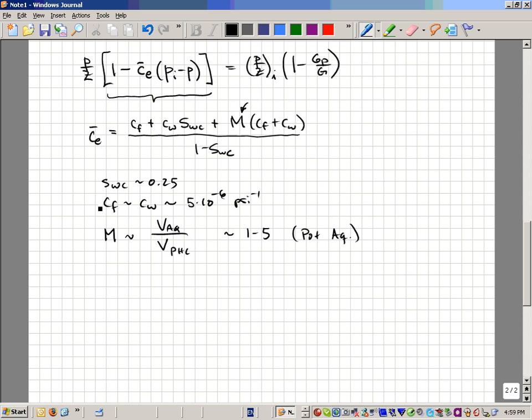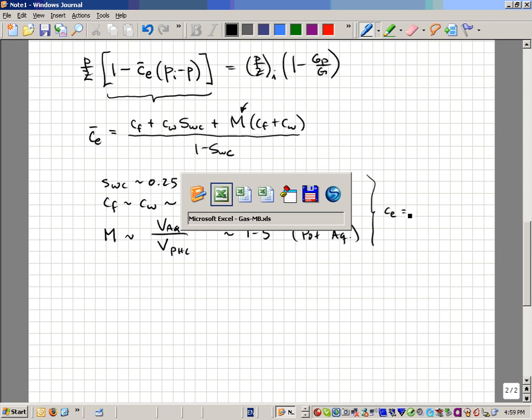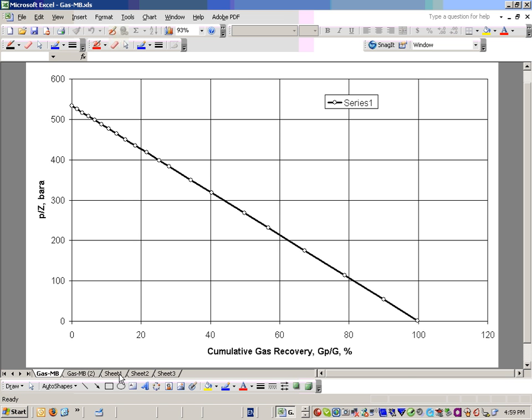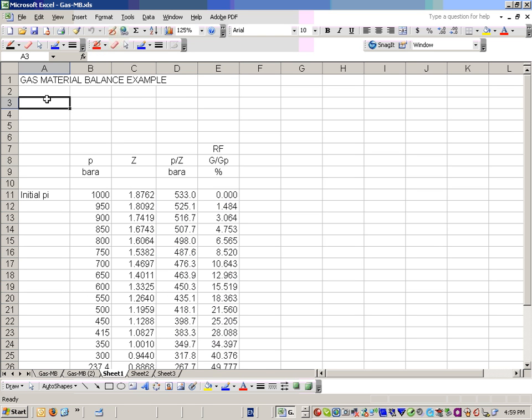And if we put these numbers together and come up with some kind of effective compressibility, let's just do that in our spreadsheet. We'll add basically the SWC term, the CW, we'll say that's equal to the CF, and we've got the M and then the CE term, and we need 1 over bar here for our units, and we'll put in a value of 3 for the M, which is 3 times the hydrocarbon pore volume, 0.25 for our connate water. Let me make all these in red since we're inputting them.